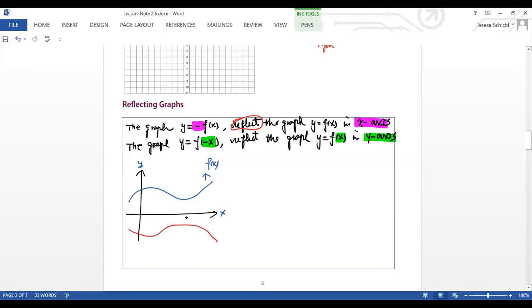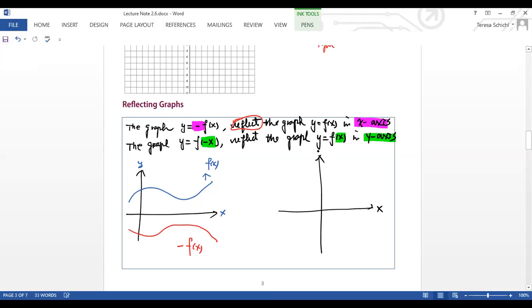Okay, so that's why we say this is negative f of x. Every positive value, you flip it with the negatives here. It's kind of like mirror images. All right, so now let's take a look at what reflecting over the y-axis is.